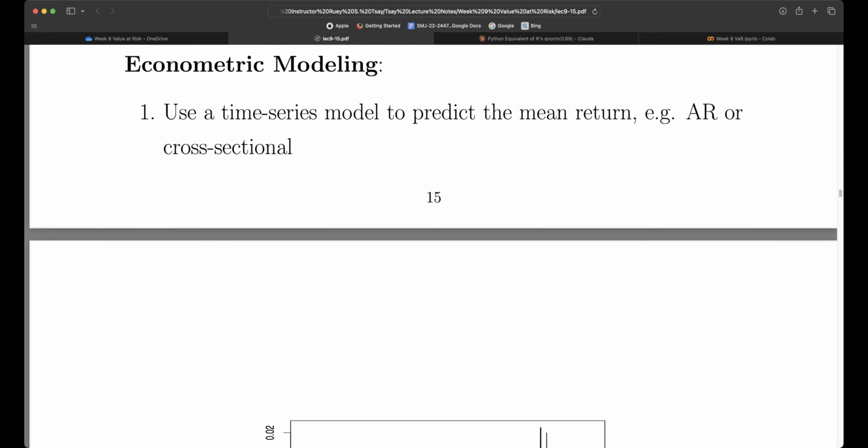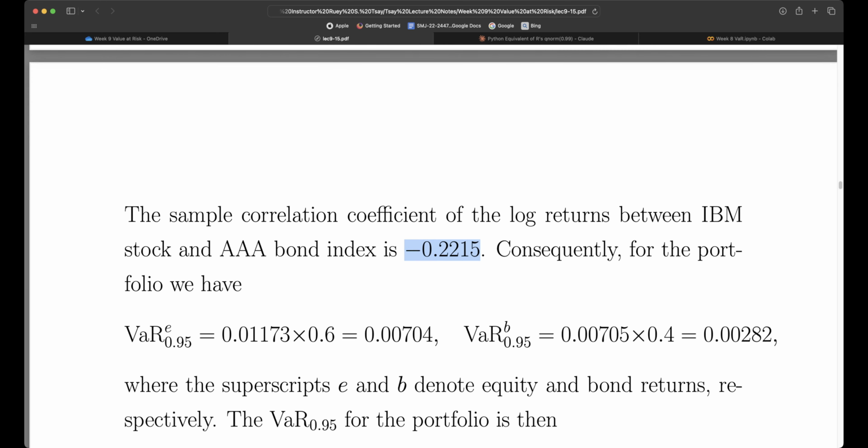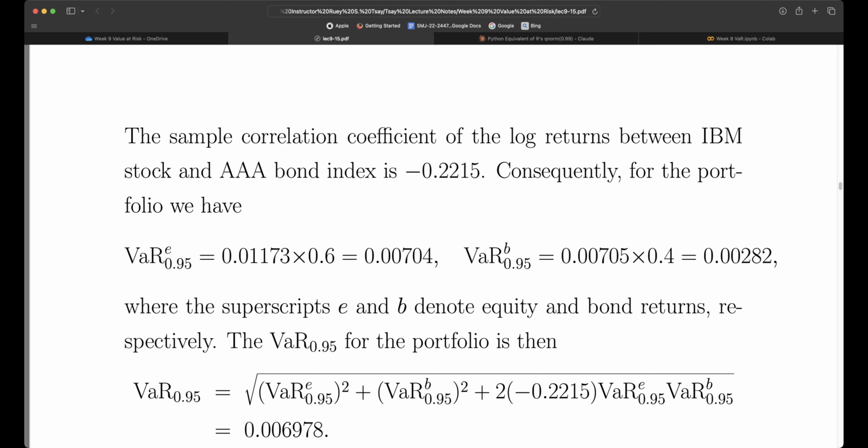From which we have value at risk at 95% is this one, and at 99% is the higher one, like this. Recall from example 2.7 that for the daily log return of IBM stock it is this one and this one. The sample correlation coefficient for the log return between IBM and AAA bond is negative because it's stock and bond, so 22%. Consequently, for the portfolio we have something like this one. Very convenient. The superscripts E and B denote equity and bond returns respectively.